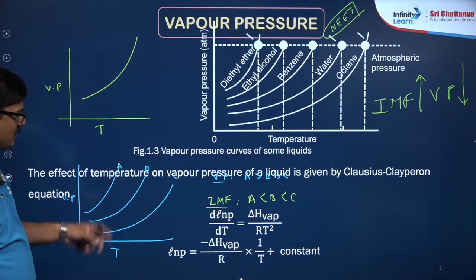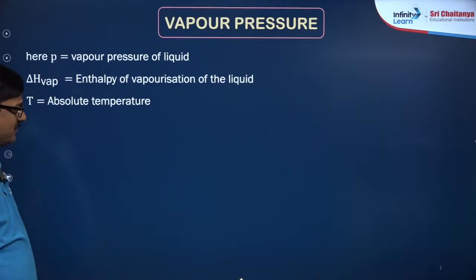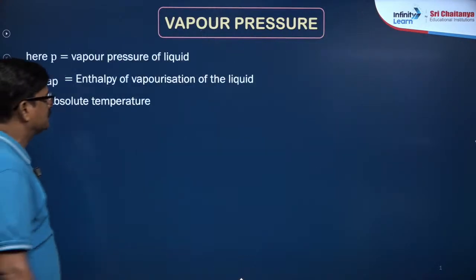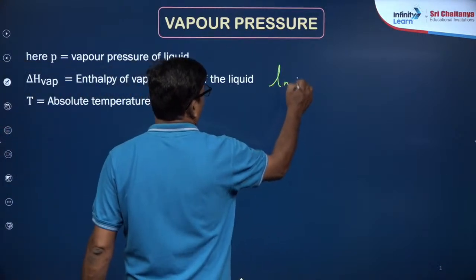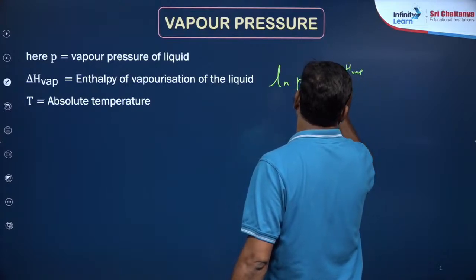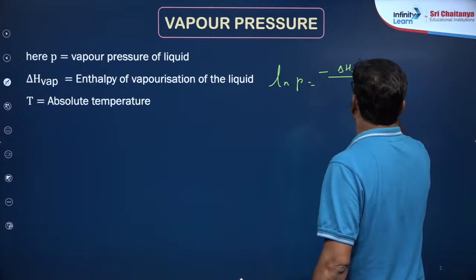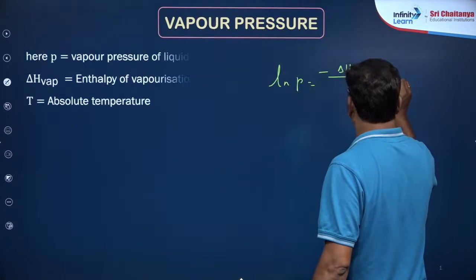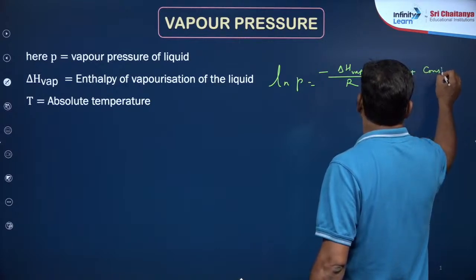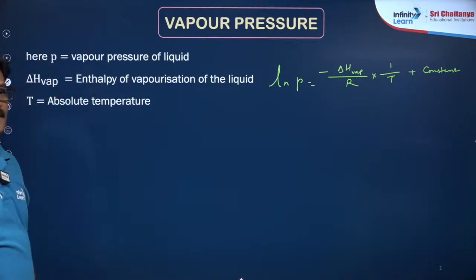In this Clausius-Clapeyron equation, if you take a graph, here P is the vapor pressure of the liquid. I just want to write this: ln P is equal to minus delta H vap upon R into 1 by T plus constant. Delta H is the enthalpy of evaporation of the liquid.